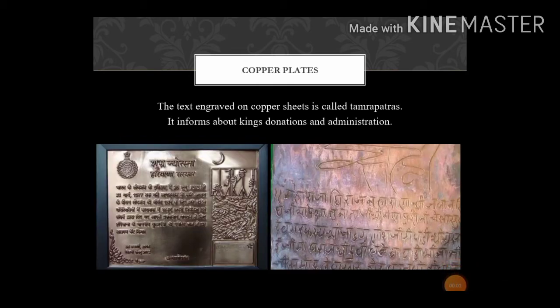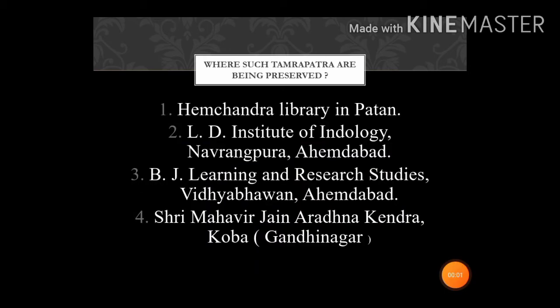Copper plates, which are also known as Tamrapatras, are texts engraved on copper plates, and many contents were engraved on them in Sanskrit and many other languages. The main reason to go with it was that it does not rust or decay and can be preserved for many long years. Such Tamrapatras are preserved in Hemachandra Library in Patan, LD Institute of Indology, Navrangpura, Ahmedabad, BJ Learning and Research Studies, Vidya Bhavan in Ahmedabad, and Shri Mahavir Jain Aradhana Kendra, Koba in Gandhinagar.